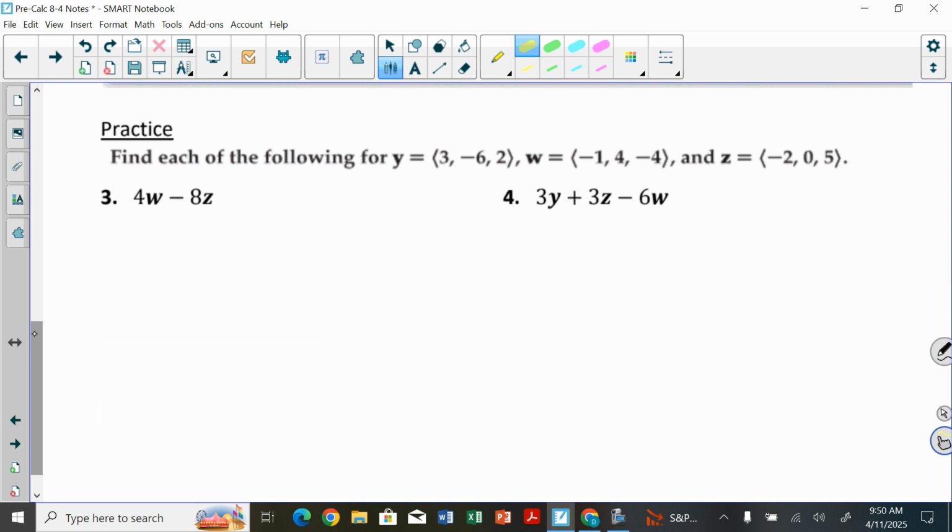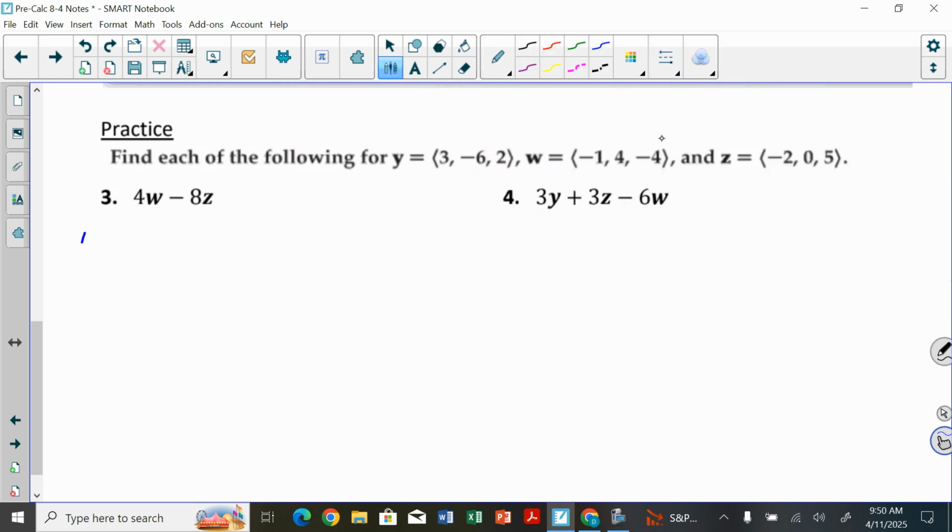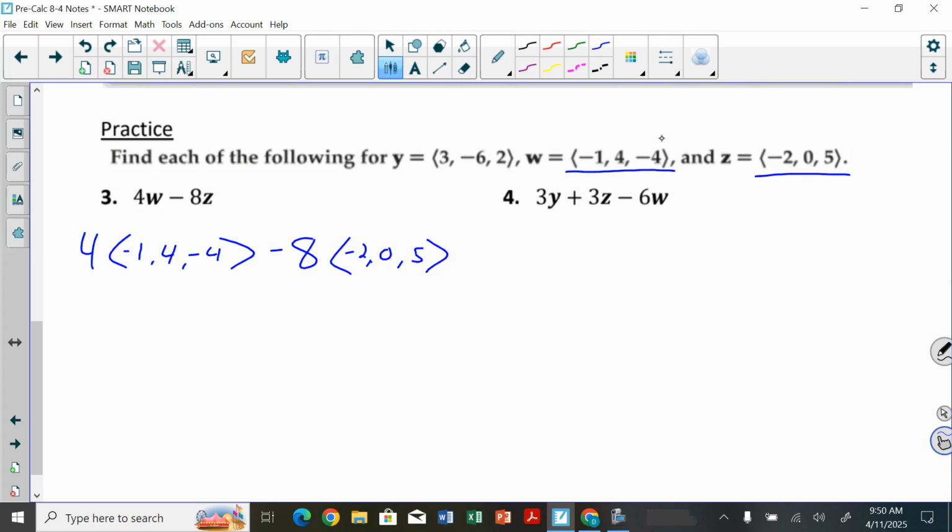All right, so 4w plus 8z. That just means that we're going to take 4 and multiply it by this vector, -1, 4, -4, because that was w. And then we're going to subtract 8 times the z vector, -2, 0, 5. All right, so the first one is scalar multiplication, so 4 times all of these is going to give us -4, 16, -16.